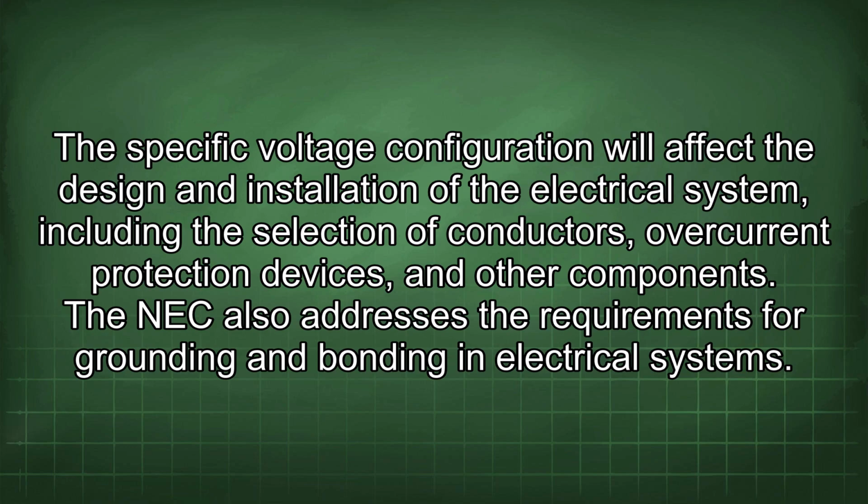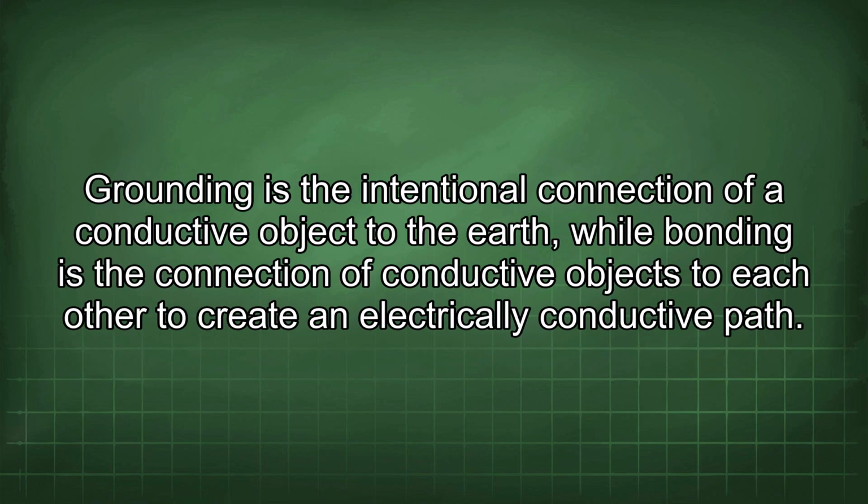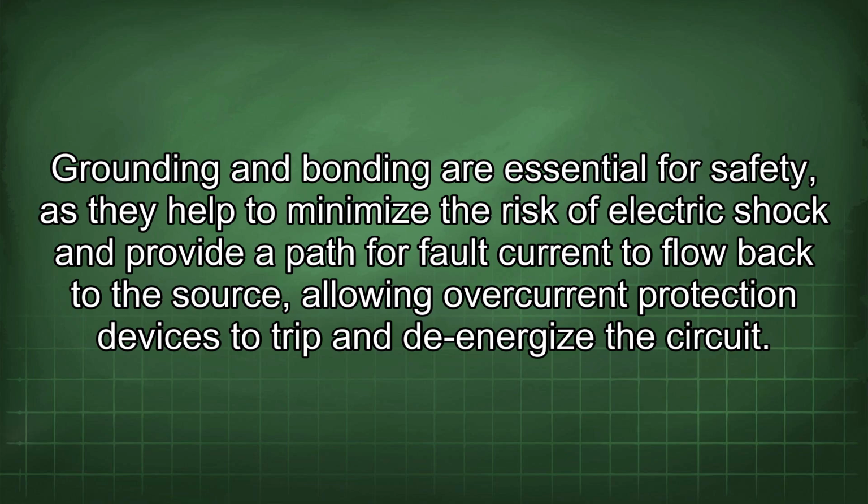The NEC also addresses the requirements for grounding and bonding in electrical systems. Grounding is the intentional connection of a conductive object to the earth, while bonding is the connection of conductive objects to each other to create an electrically conductive path. Grounding and bonding are essential for safety, as they help to minimize the risk of electric shock and provide a path for fault current to flow back to the source, allowing overcurrent protection devices to trip and de-energize the circuit.